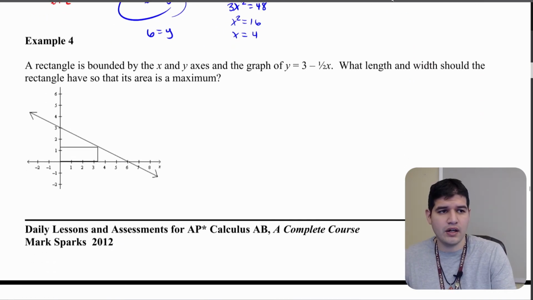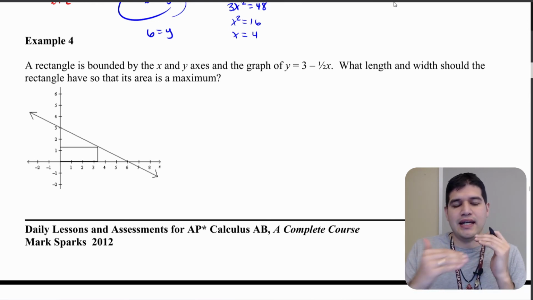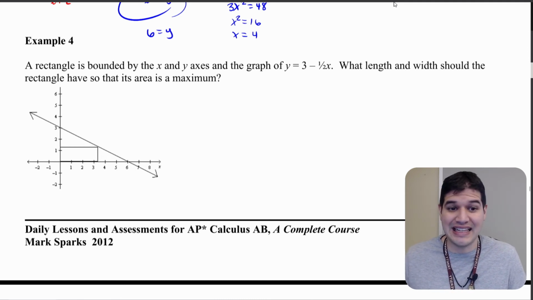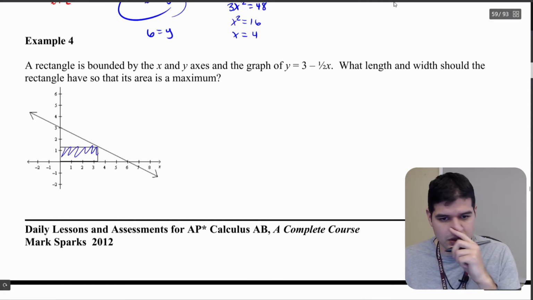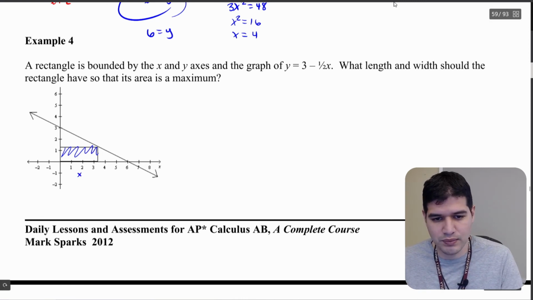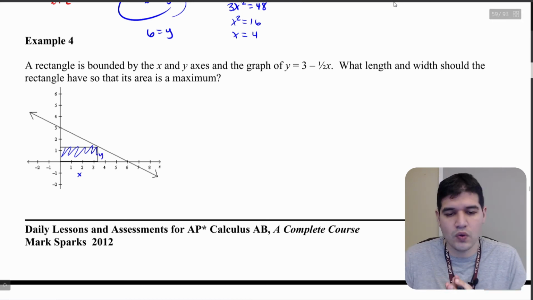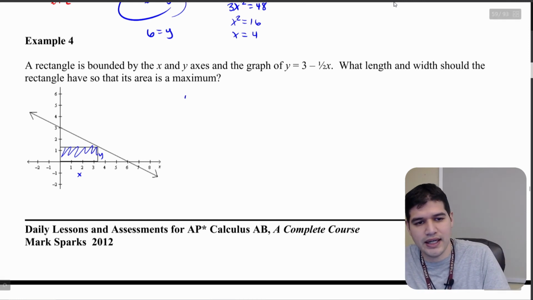So now looking at our final question here, we have a rectangle bound by the x and y axes and the graph of y equals 3 minus 1/2 x. What length and width should the rectangle have so that its area is a maximum? So we want to maximize this rectangle. I'm going to say that the horizontal distance is going to be x and that the vertical distance is going to be y. So we want to maximize the value. So I'm going to say A equals x times y.